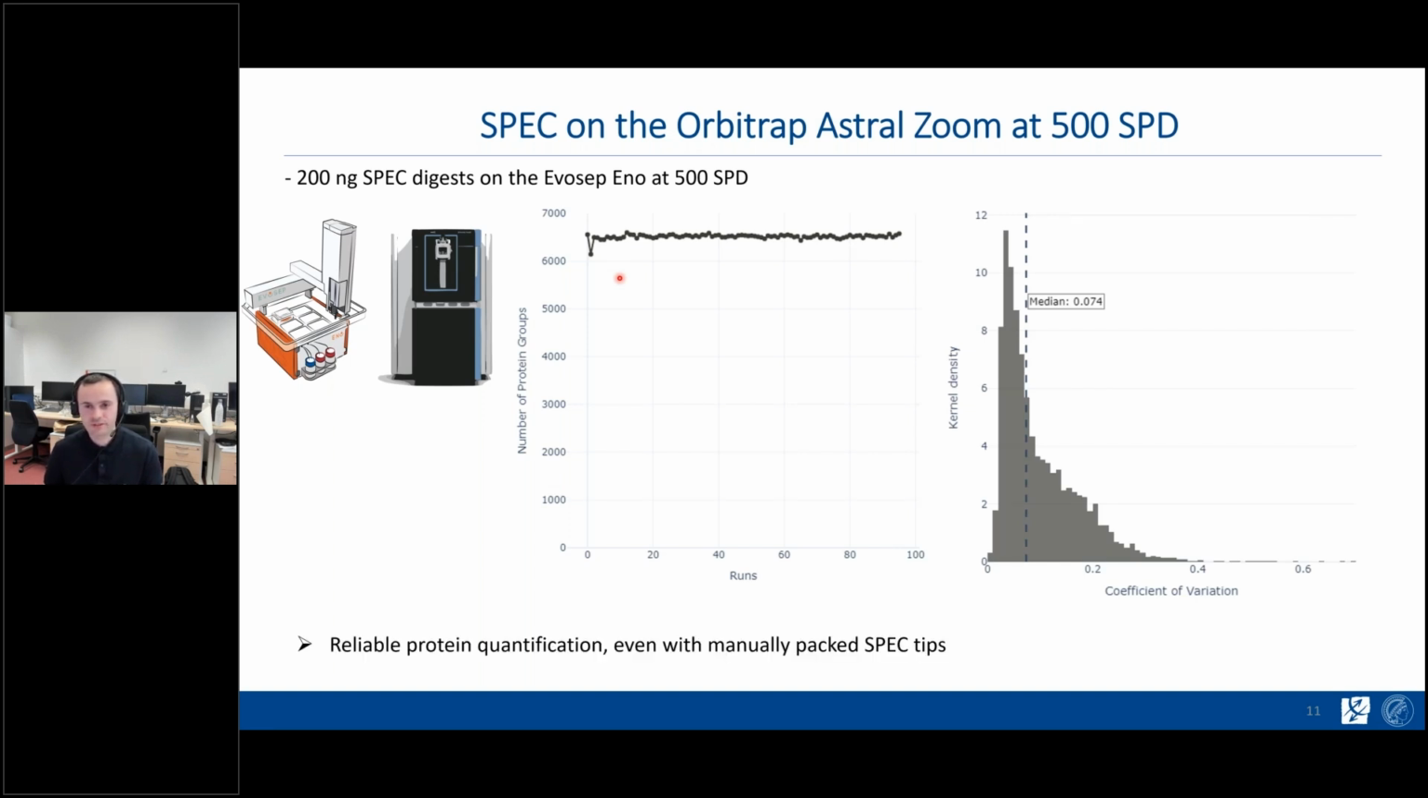And I have to note here that this was done with manually packed spec tips. So yeah, they are the largest source of variability. And even though this variability is there, we are still comparable to other, more standardized, let's say, manufacturing protocols that are more standardized manufactured.